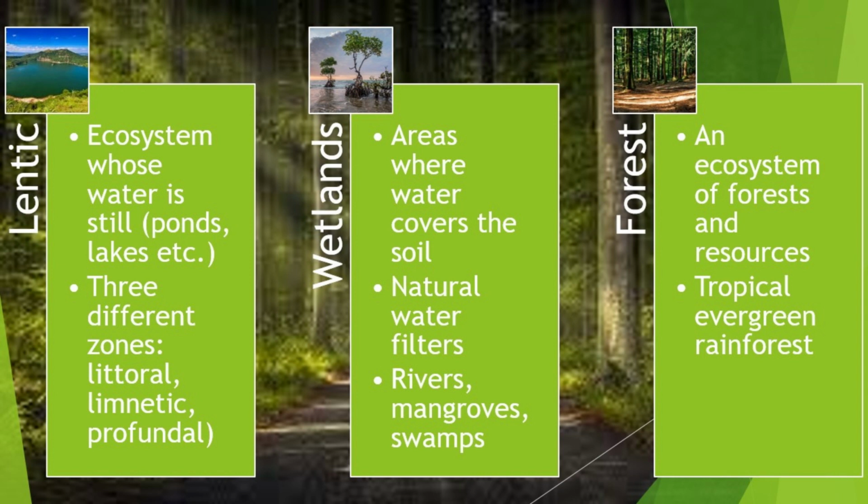These are bodies of water where water is still, such as ponds and lakes. Within these ecosystems, we can identify three different zones. First, the littoral zone. This is the shallow, nearshore area where sunlight penetrates to the bottom, allowing plants to grow.